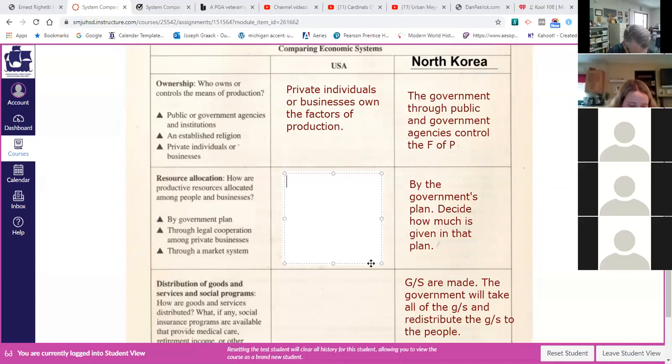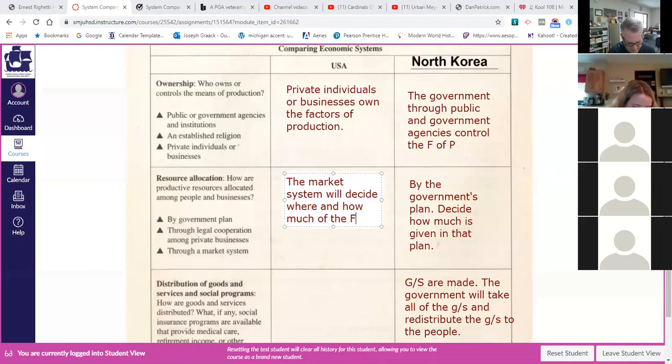The market system, through supply and demand, will decide where and how much production will be used. All right, will be used.